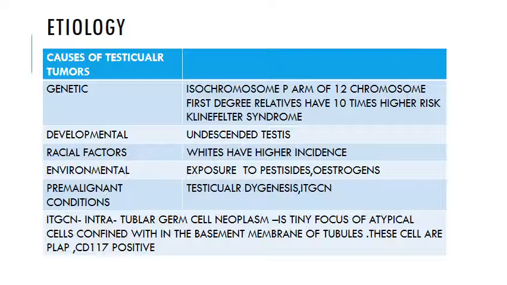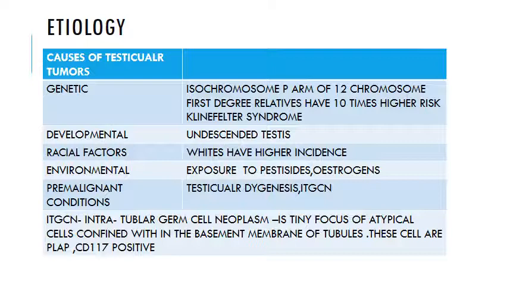Developmental, as we already know, undescended testis predisposes a person to development of testicular tumor in future. Racial factors, when we see, whites are having higher incidence. When we come to environmental factors, exposure to pesticides and use of exogenous estrogens can cause testicular tumors.